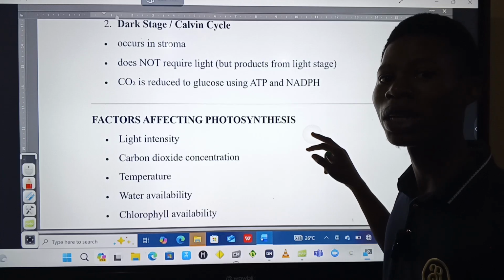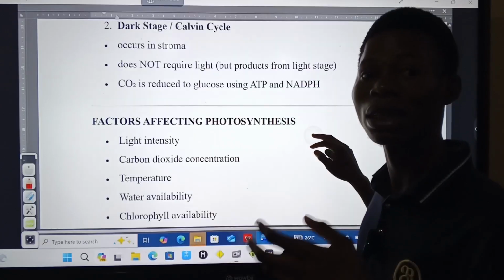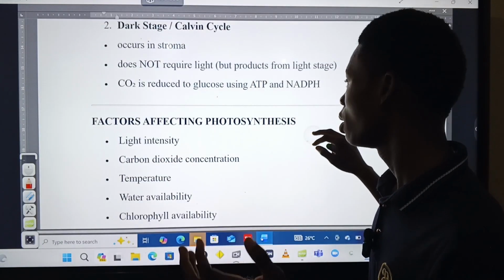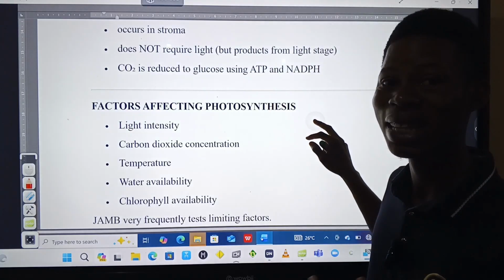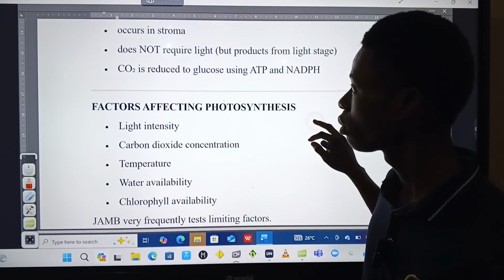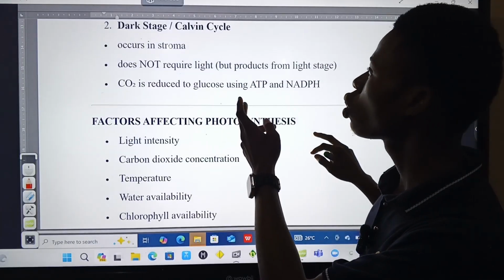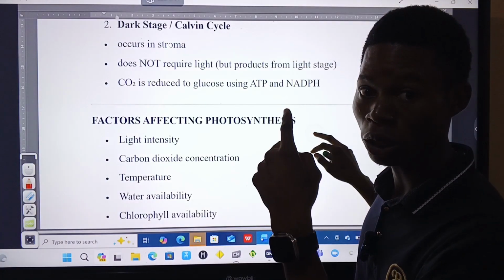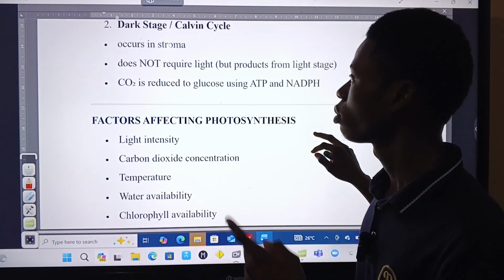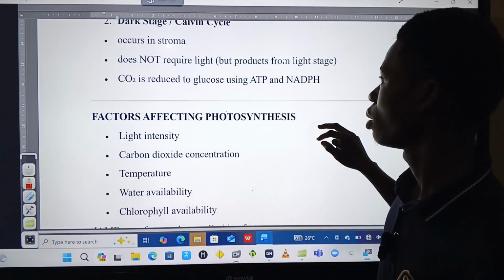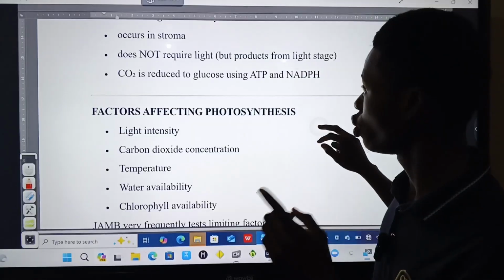So dark phase does not necessarily mean that it's taking place in the night. It can take place in the night, it can take place in the day, but the most important fact is that it is now independent of light. All right, now take note of where it occurs, in the stroma. Now it does not require light, but products from light stage are used.